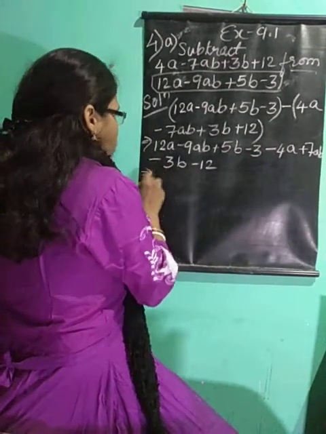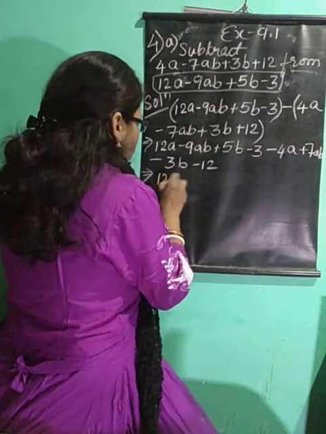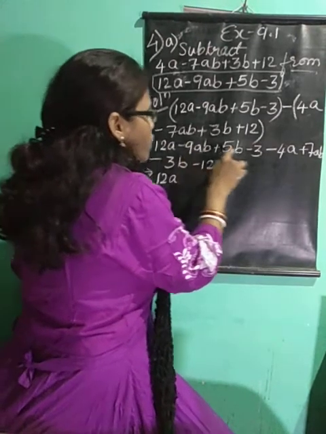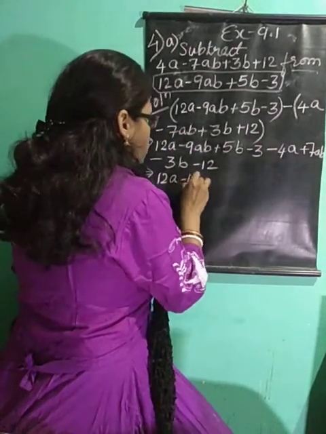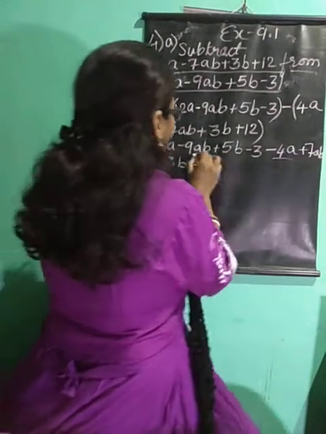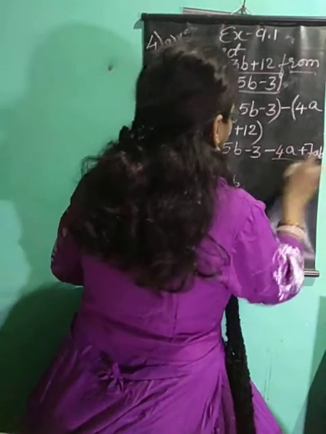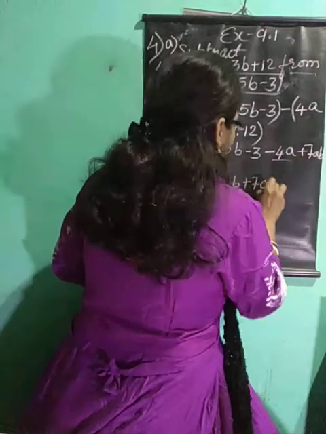Okay, yes. Now bring the like terms. Like terms means this is 12a. So the variable is a. Search any a term. Yes. Minus 4a, this and this one. Then minus 9ab. So is there any ab term? Yes. Plus 7ab is an ab term.